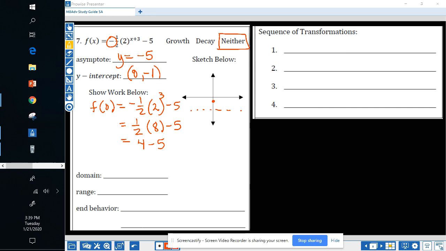So typically, if we did not have a negative, this would be a growth. But it is being reflected.